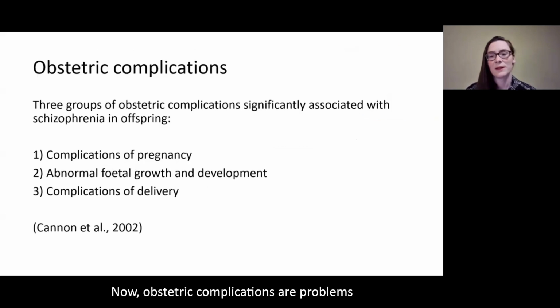Now, obstetric complications are problems that can occur during pregnancy, labour, or after giving birth. In a comprehensive meta-analysis, 3 groups of obstetric complications were significantly associated with schizophrenia in offspring. Firstly, complications of pregnancy, such as maternal diabetes. Second, abnormal fetal growth and development, such as low birth weight. And third, complications of delivery, such as emergency C-sections.